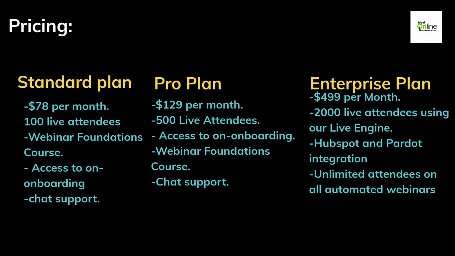Second, Pro plan. Costs $129 per month. It includes 500 live attendees, access to onboarding, a Webinar Foundations course, and chat support. Third, Enterprise plan. $499 per month. It includes 2,000 live attendees using our live engine, HubSpot and Pardot integration, unlimited attendees on all automated webinars.